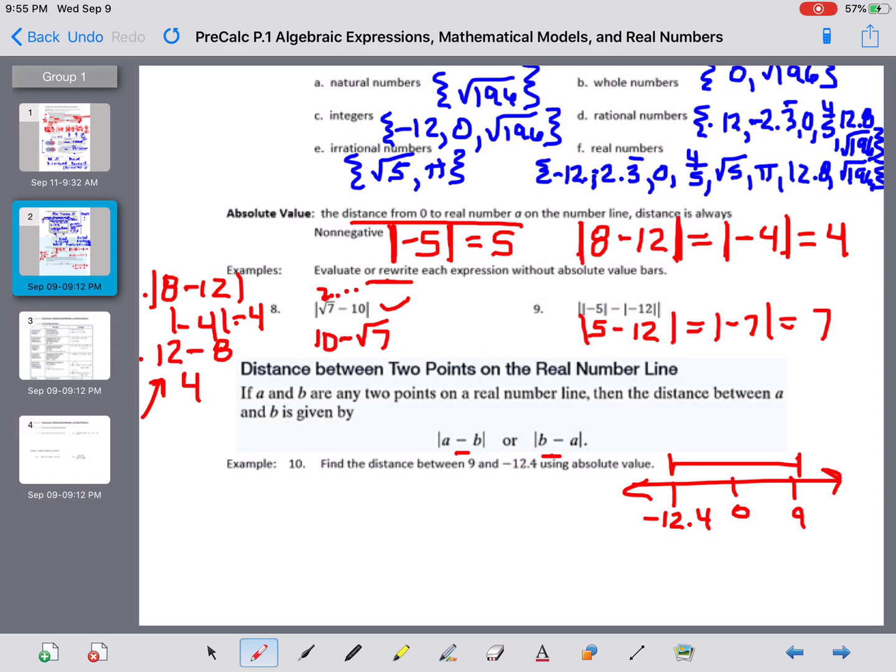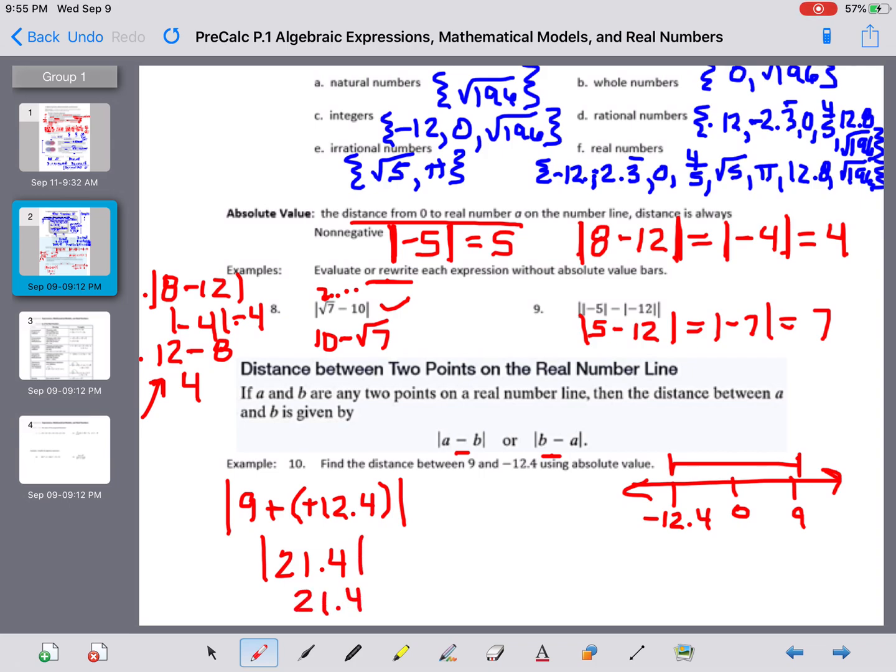I have negative 12.4 to 0, then 0 to 9. But what they're saying is what you should always be able to do is take the absolute value of 9 minus the second number. Okay, the first number minus the second number, and the absolute value. 9 minus a negative 12.4 is the same as add the opposite, and I get 21.4. Okay? And it's positive, so I get 21.4.